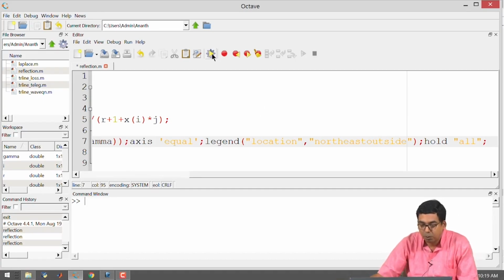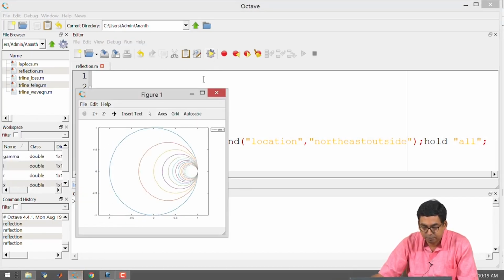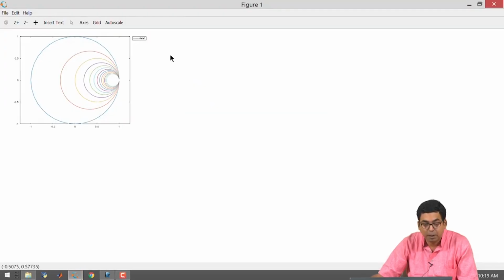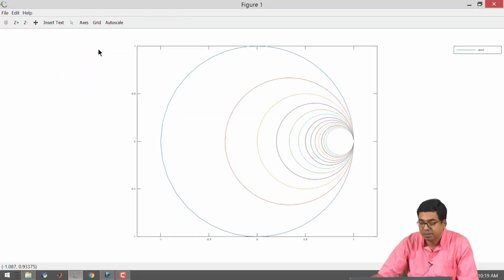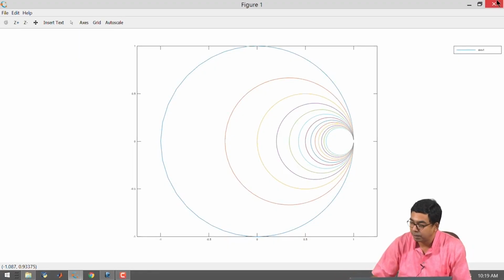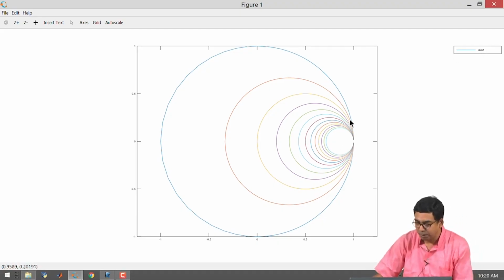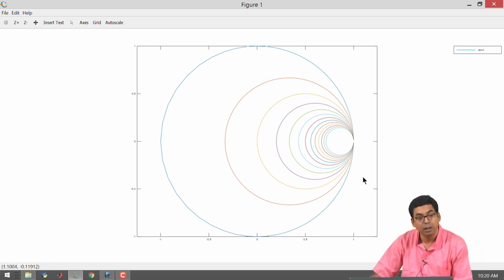So, I will run it now. All right. Now, I am having a series of circles, only thing is my legend is not showing up correctly. I will fix that in a second. Okay. However, I know for a fact that r equal to 0 was a unit circle in the gamma plane.